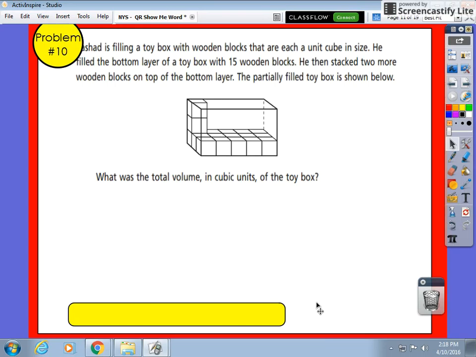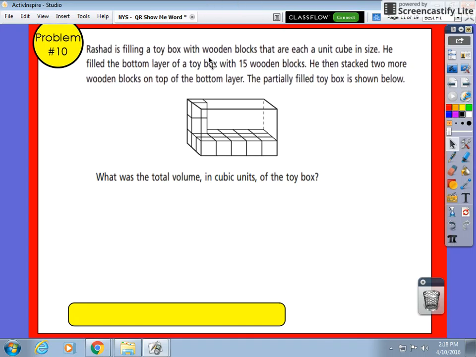So let's work on problem number 10. Problem number 10 reads, Rashad is filling a toy box with wooden blocks that are each a unit cube in size. He filled the bottom layer of a toy box with 15 wooden blocks. He then stacked 2 more wooden blocks on top of the bottom layer. The partially filled toy box is shown below.